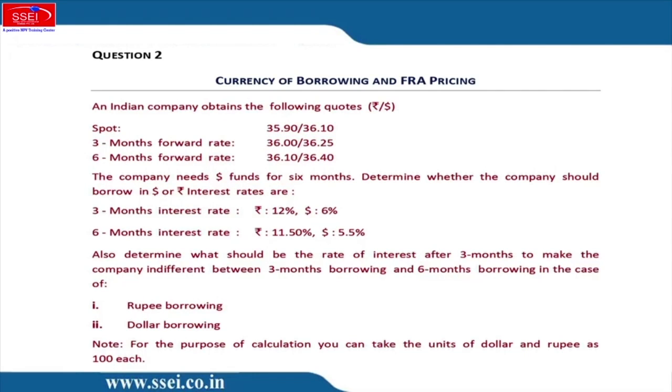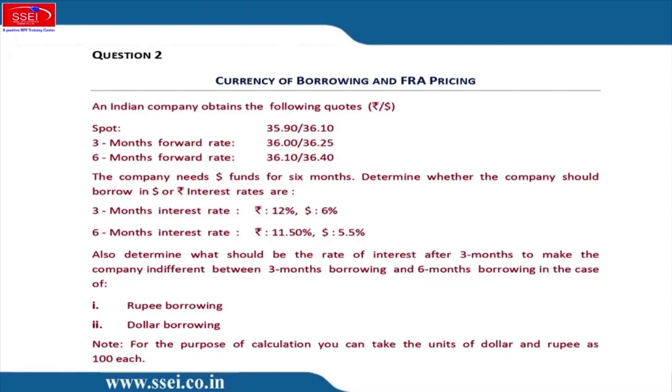It's given an Indian company obtains the following quote: spot rate, 3-month forward rate, 6-month forward rate. Company needs dollar funds for 6 months. Determine whether the company should borrow in dollar or rupee. Interest rates are given for 3 months, 6 months. Also determine what should be the rate of interest after 3 months to make the company indifferent between 3-month borrowing and 6-month borrowing, in case of rupee borrowing, dollar borrowing.